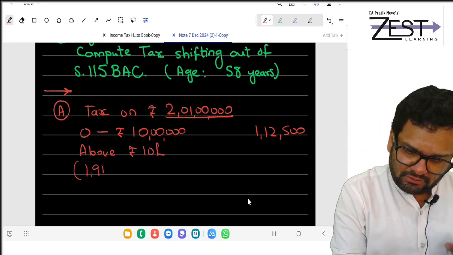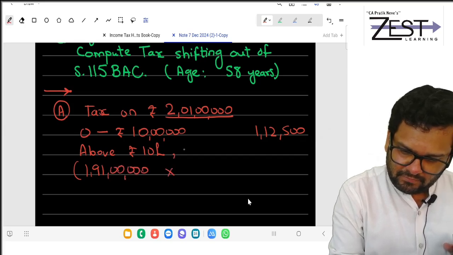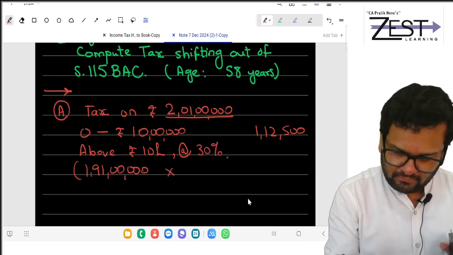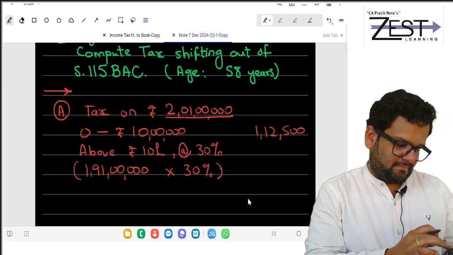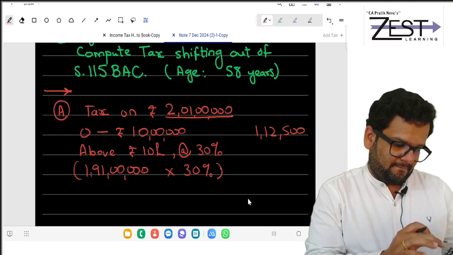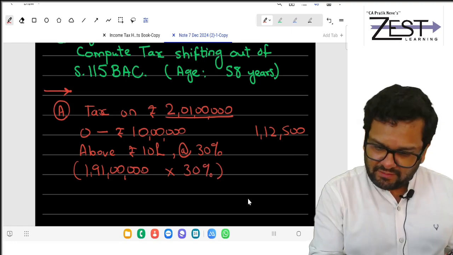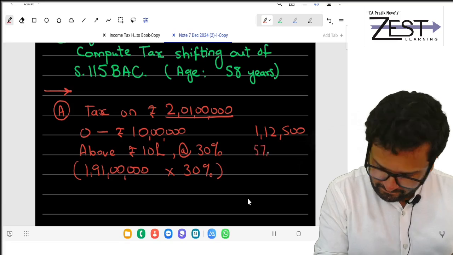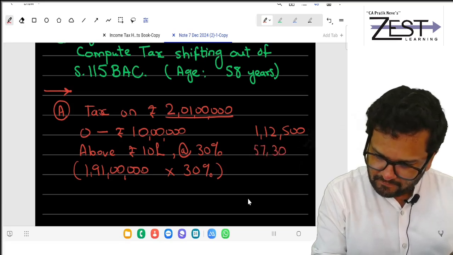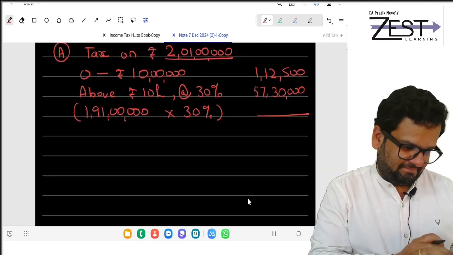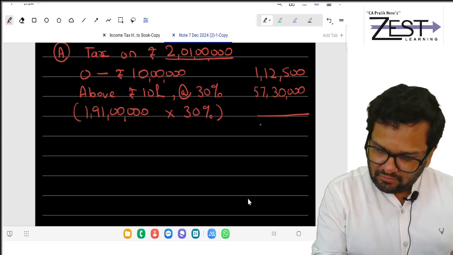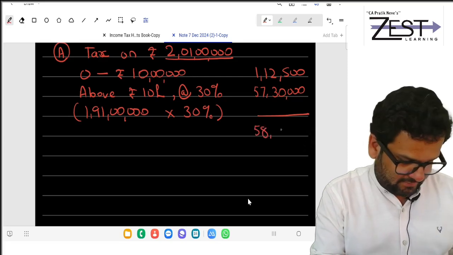1 crore 91 lakh into 30%. 57 lakh. Sure. Can you take total? 58 lakh.